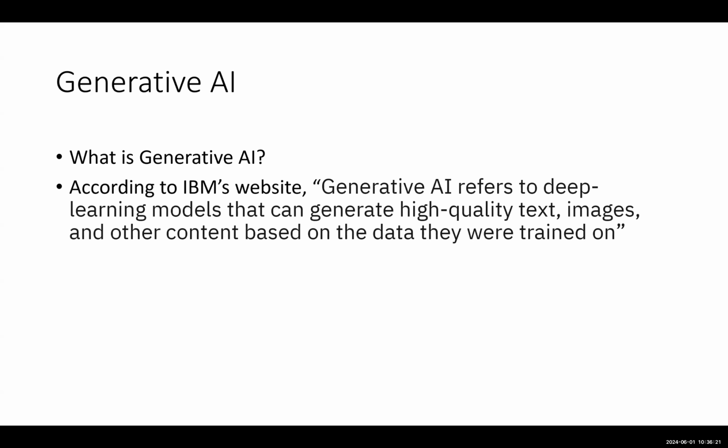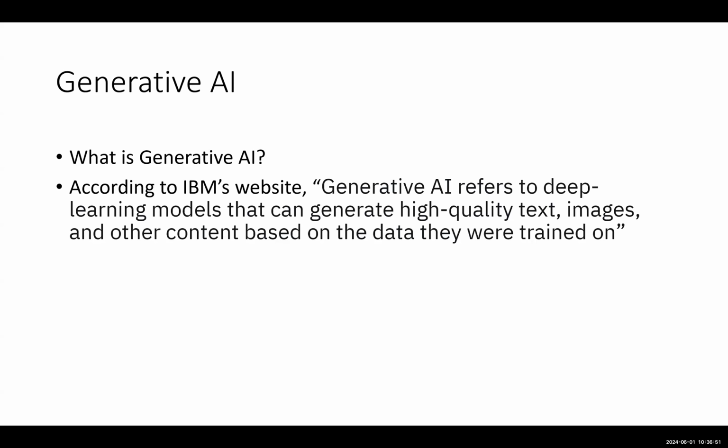The first thing that we need to do is try to define what exactly we mean by generative AI. Well, here's the definition that's offered by IBM's website. So this is probably a good definition to go with. According to IBM, generative AI refers to deep learning models that can generate high quality text, images, and other content based on the data that they were trained on. Now, what we need to pay attention to here is what exactly is meant by content.